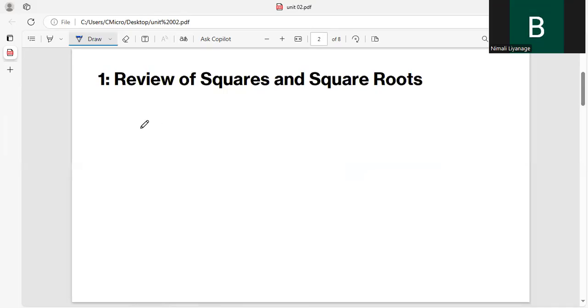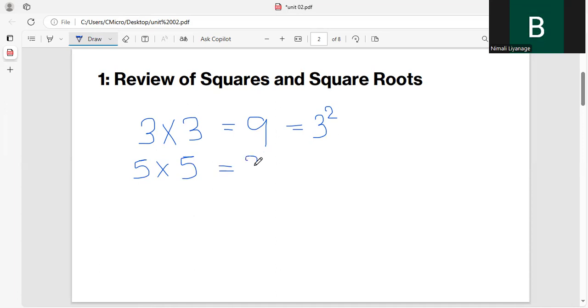When we multiply a number by itself, like this, we get its square. Or this is equal to the square of number 3. So similarly, if we multiply 5 by 5, we get 25. It is the square of number 5.